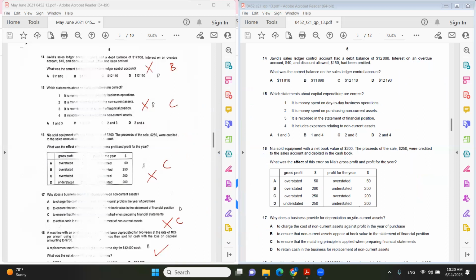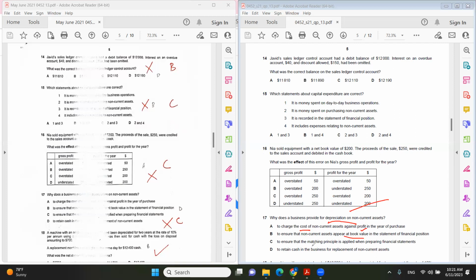Why does a business provide depreciation? The purpose of depreciation is to estimate the loss of the non-current asset over its useful life, so that we know how much to charge into the income statement. This one is to charge the cost of usage, to ensure that the non-current asset appears at book value in the statement.